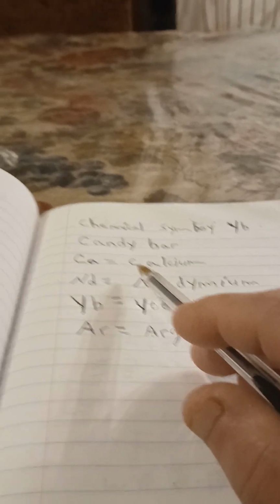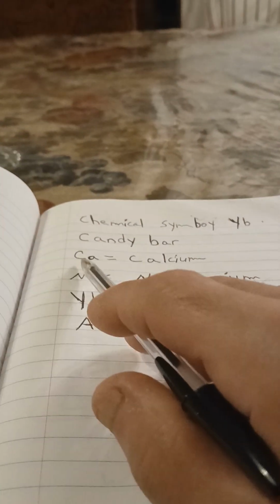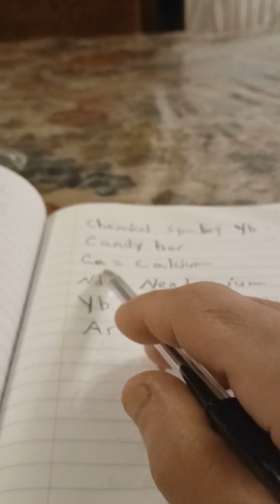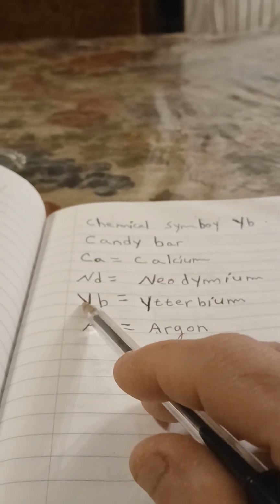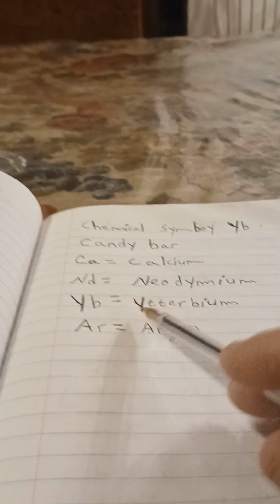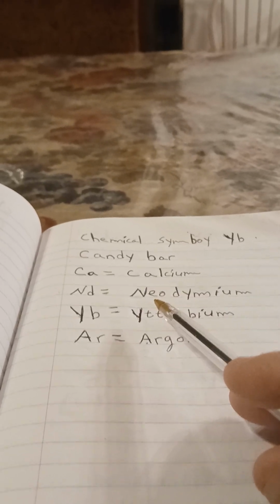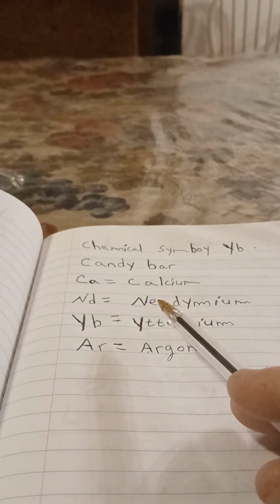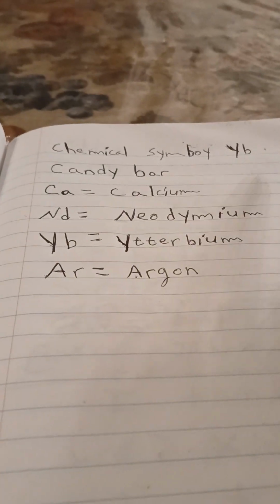Now remember, in the periodic table of elements, when you have two letters representing the chemical symbol, the first letter, which is a C here, is capitalized, and the second letter is lowercase. You can see here: capital Y, small b; capital A, small r; capital C, small a. Now if you have one letter to represent the chemical symbol, that becomes one big capital letter, like capital O for oxygen. That'll come later. So you got the candy bar, and you have it.